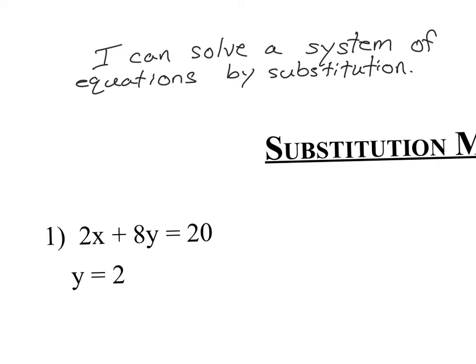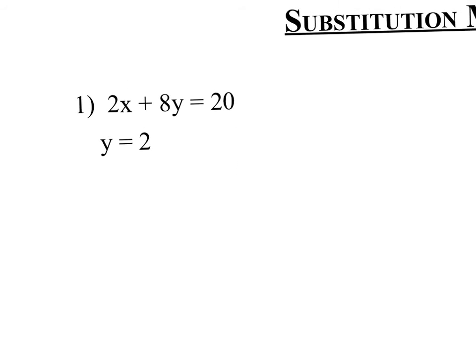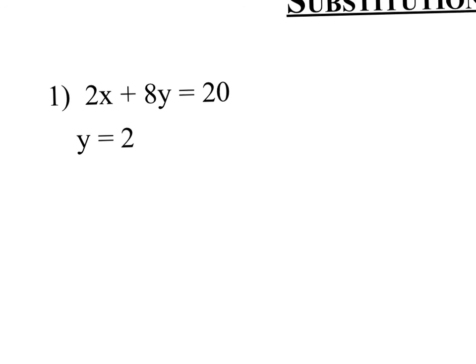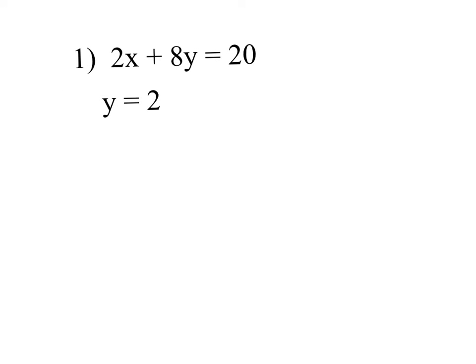All right, so today we're going to continue our journey into the exciting world of systems of equations. Two equations or more that the x and y value has to be exactly the same. Okay, so I can solve a system of equations by substitution. So I have two equations, 2x plus 8y is equal to 20, and y is equal to 2. Now, this one tells me exactly what y is equal to.